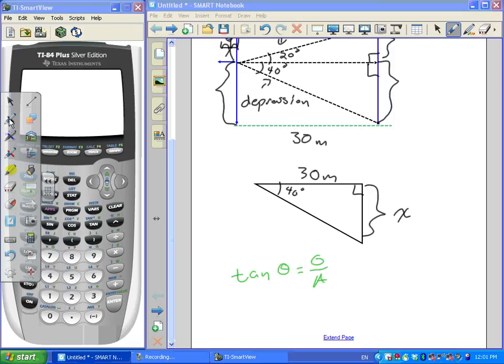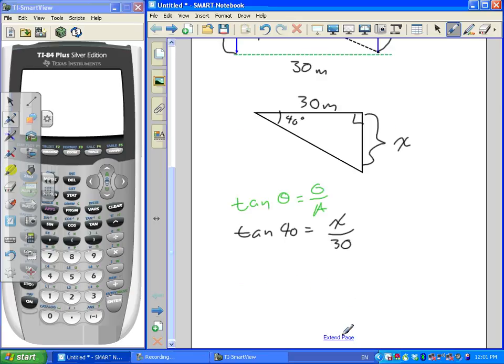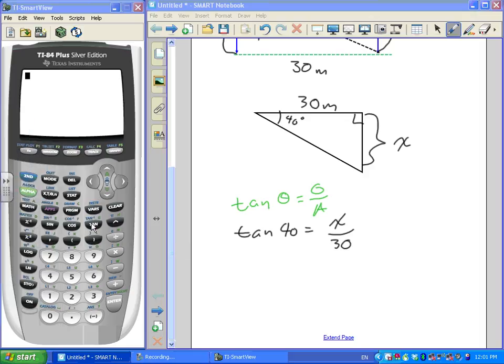So we're going to do the rest in black. So theta is 40 degrees. The opposite side is x, and the adjacent side is 30. I'm going to figure out what tan 40 is first. So tan 40 in my calculator.